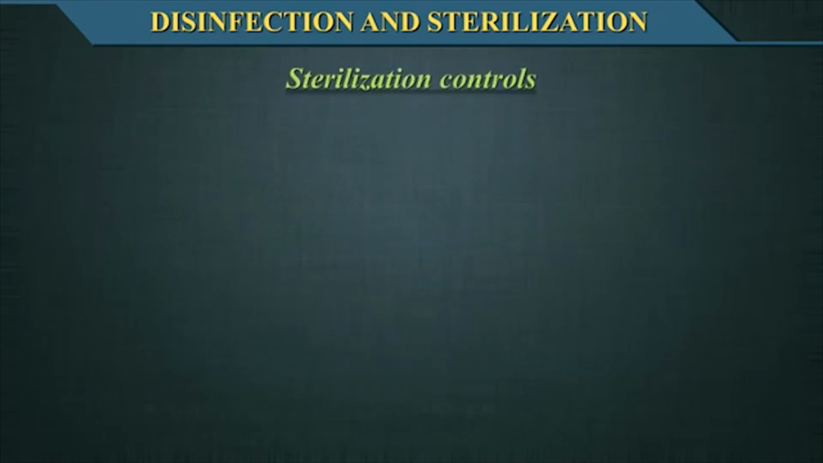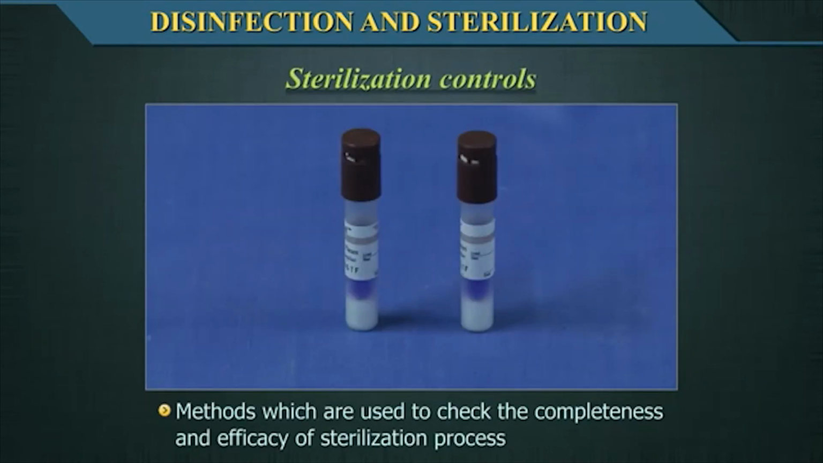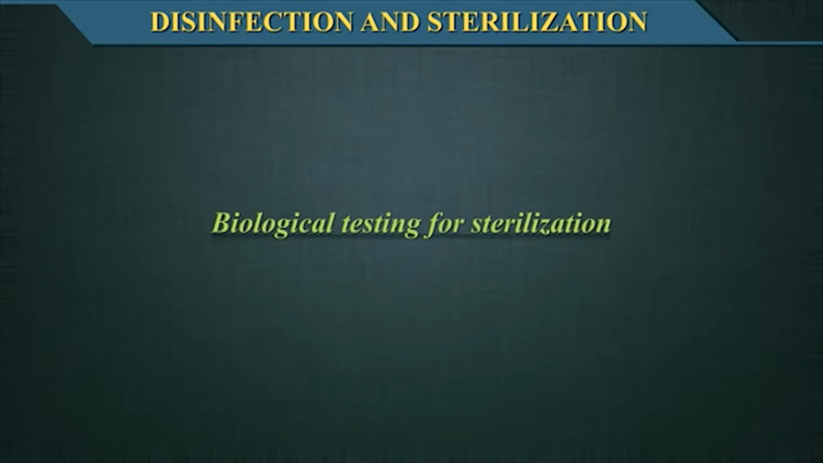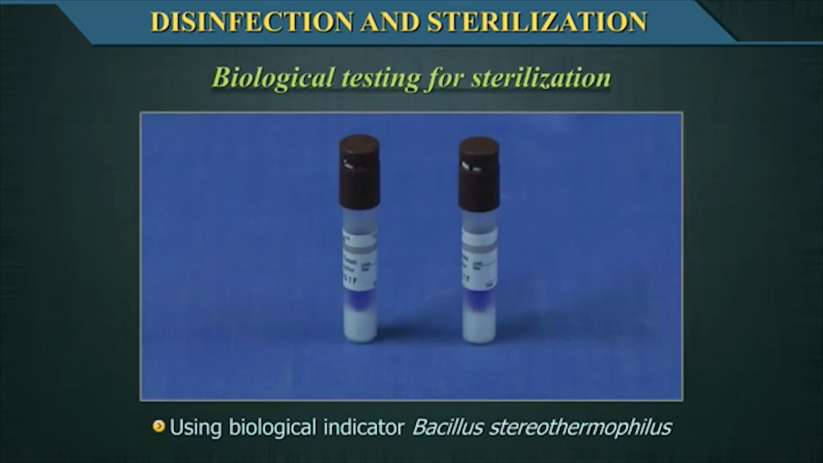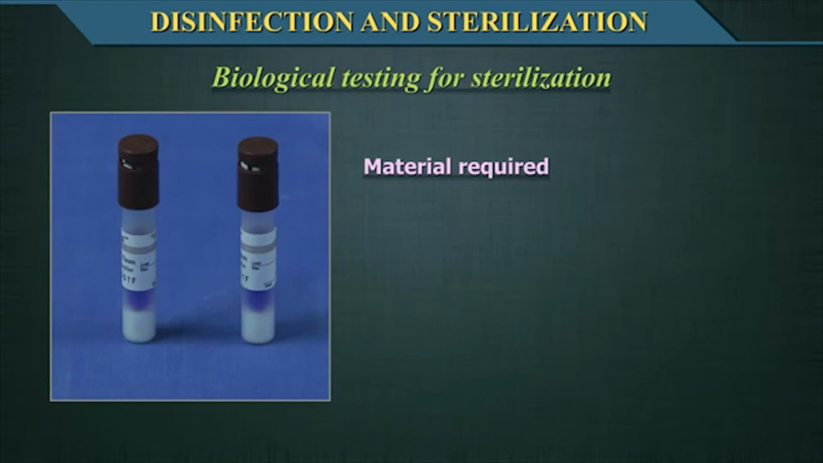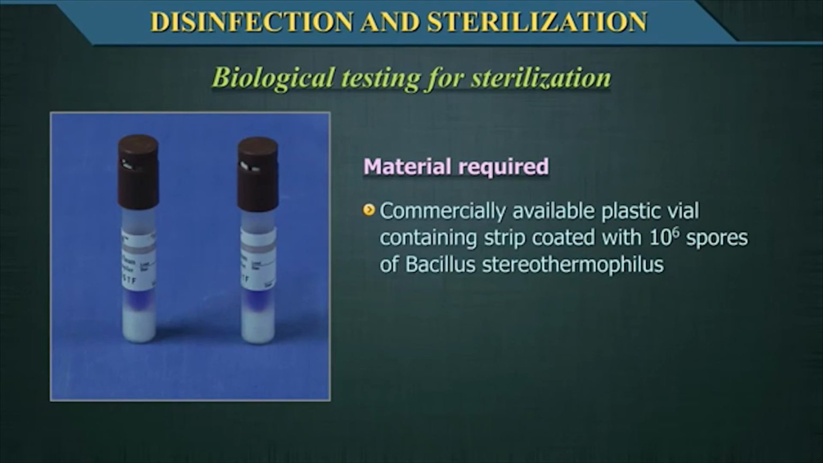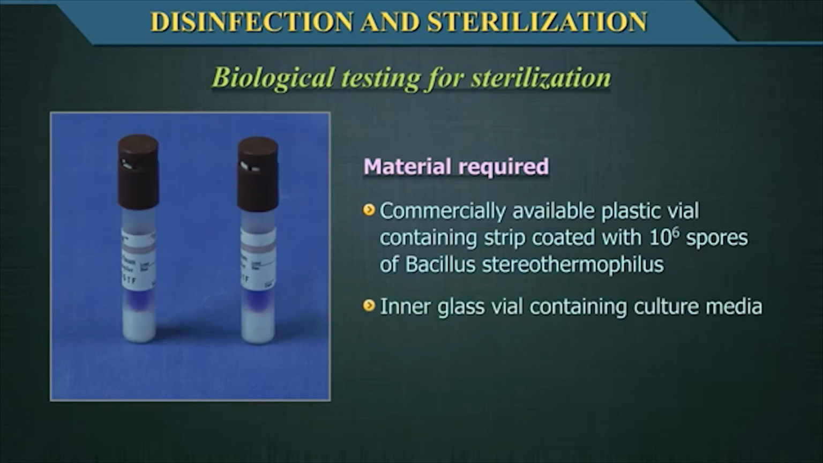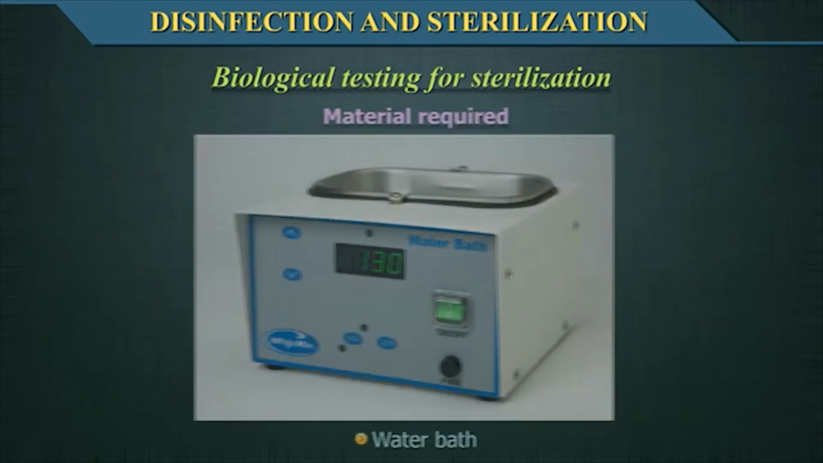Sterilization controls. There are various methods which are used to check the completeness and efficacy of the sterilization process and penetration of steam inside the test load. Biological testing for sterilization is done by using a biological indicator, Bacillus stearothermophilus. Material required: a commercially available plastic vial containing a strip coated with 10 to the power 6 spores of Bacillus stearothermophilus and an inner glass vial containing culture media, and a water bath.